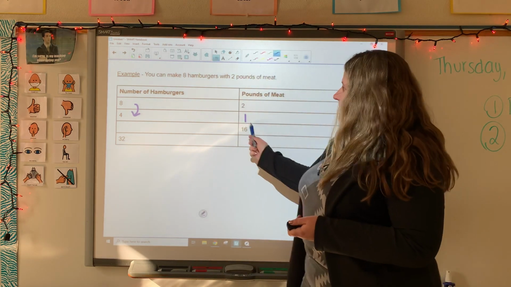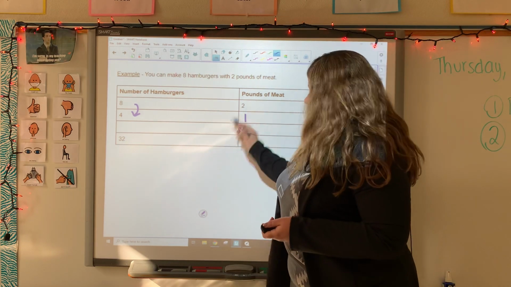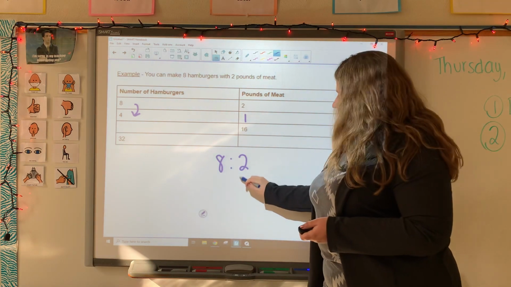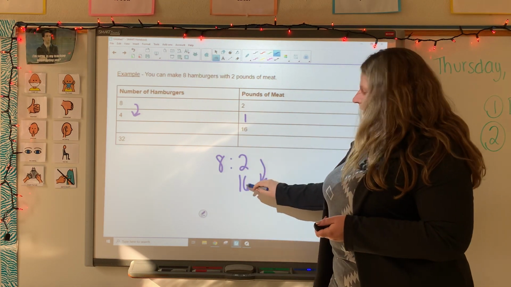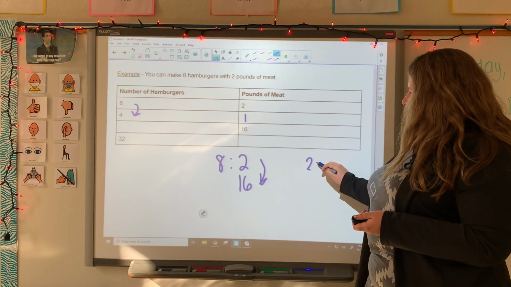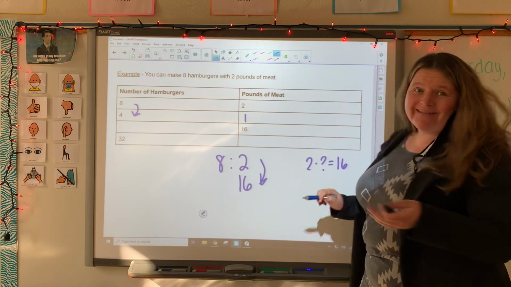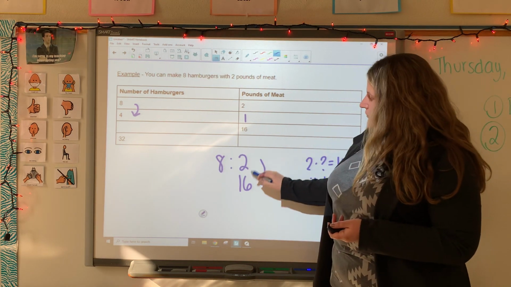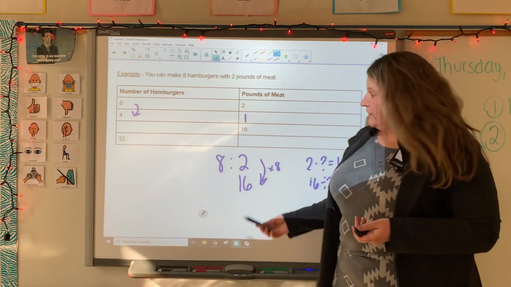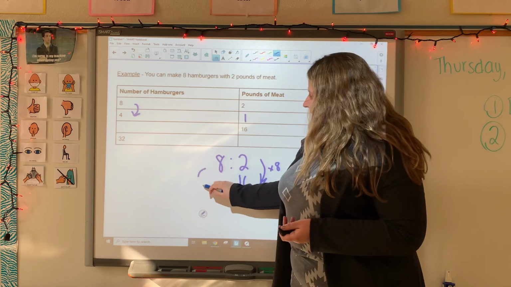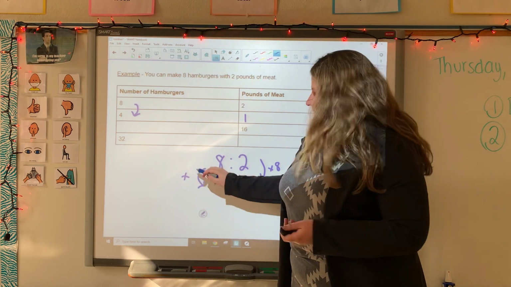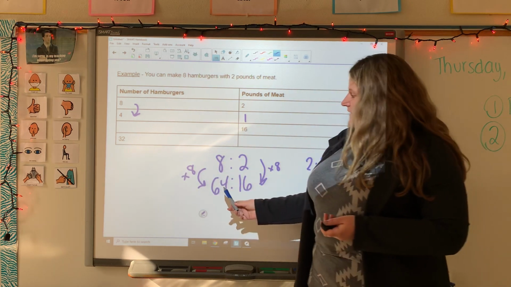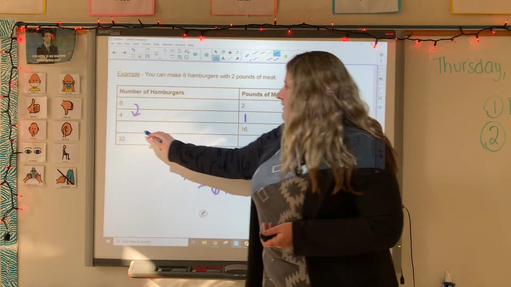So then if I can see my next ratio, it jumps around again. So I'm still starting with my 8 and 2, but now I have 16, and my 16 is on my right side. How am I going from 2 to 16? I might need to think 2 times what number gives me 16. To undo that times, I would divide, and that's 8. So that means 2 times 8 is 16. So if I times my pounds by 8, I have to times my number of hamburgers by 8. So I would get 8 times 8 is 64. So that means if I need 64 hamburgers, I need 16 pounds of meat.